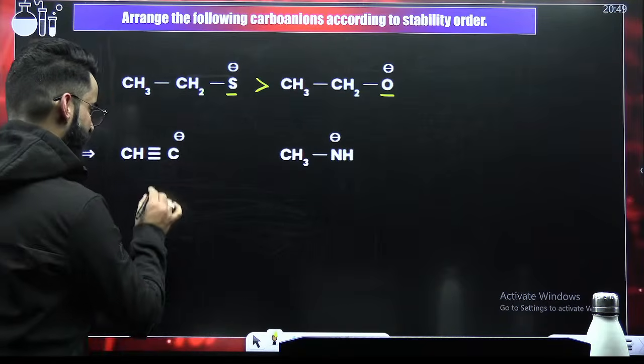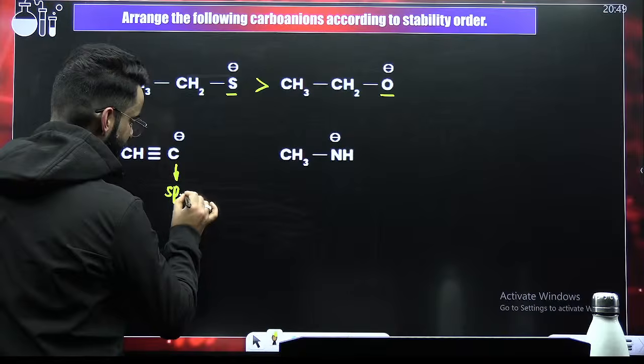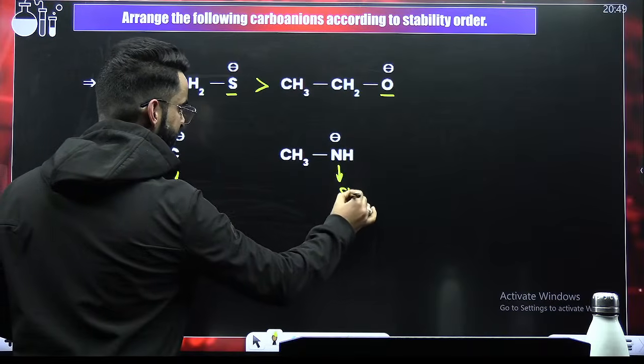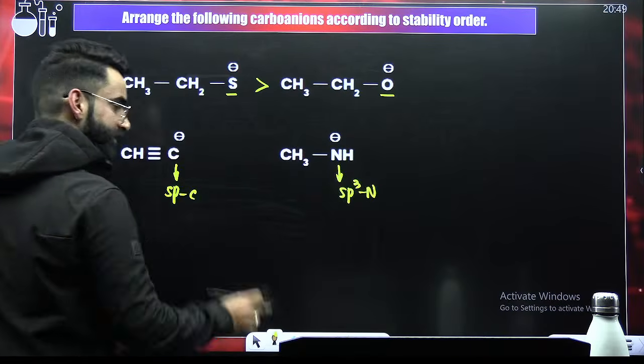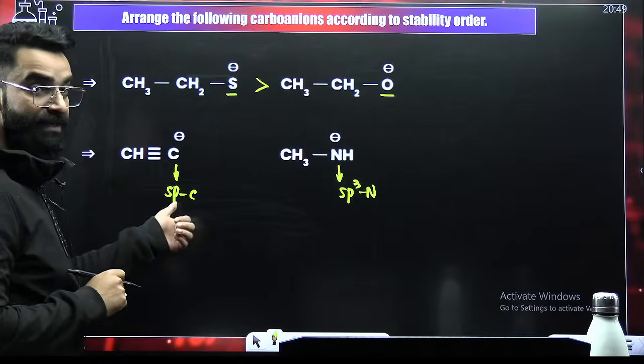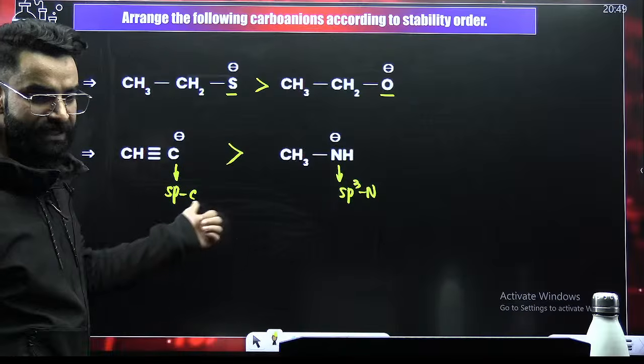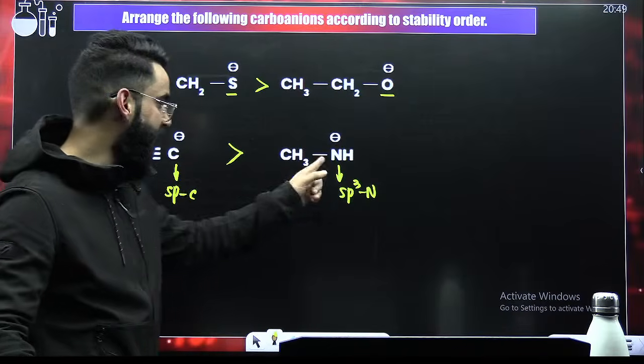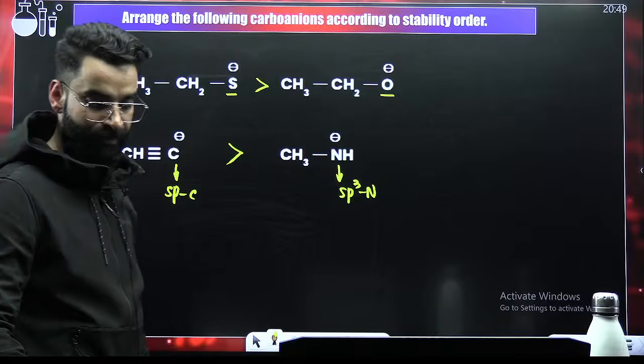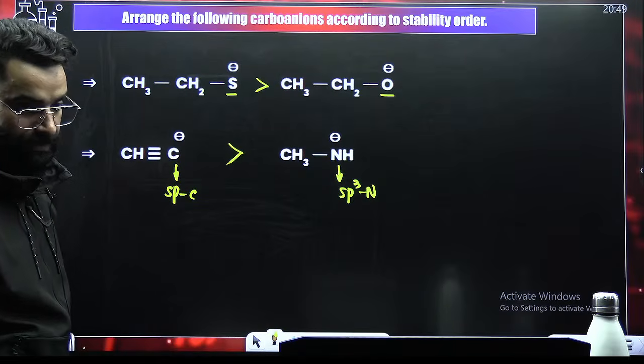Correct? If you remember, this was your sp hybridized carbon, and this was your sp3 hybridized nitrogen. Perfect? The electronegativity of sp hybridized carbon is more, and negative charge is more stable on the more electronegative atom. Why did I use the electronegativity rule here? Because carbon and nitrogen belong to the same period. I hope this is also clear.